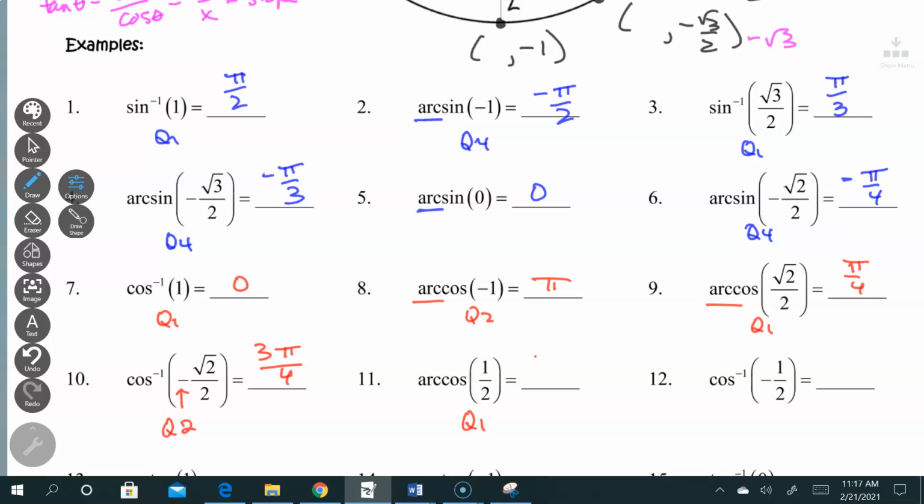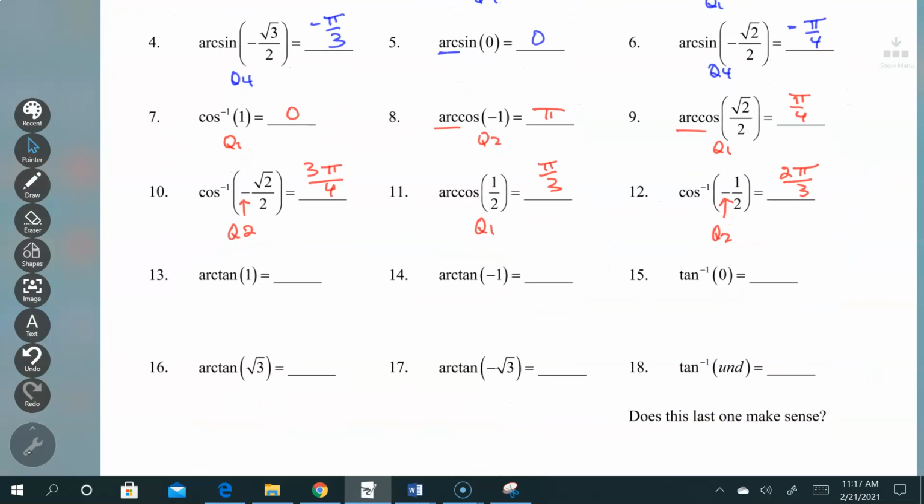Positive numbers in quadrant 1. This is pi over 3. Inverse cosine of a negative number, I'm in quadrant 2, but it's still a half, so it has to be something pi over 3. But because it's in quadrant 2, it's 2 pi over 3. Like I said, that's how easy it really is.